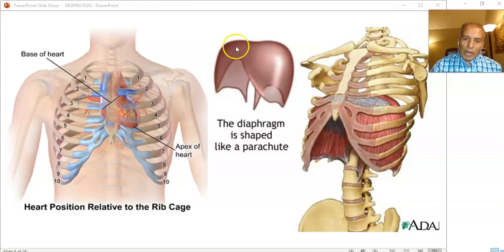You notice the diaphragm is shaped like two parachutes, or like two little domes connected together like this, and it sits right under the lungs. Only the edges of it are connected, while everything else is just smoothly there. It is not connected to anything, so it can go up and down.